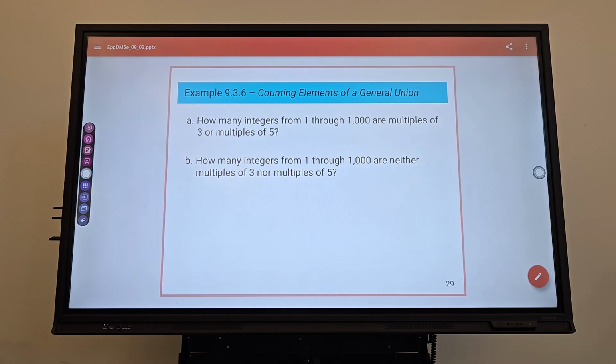So how many integers are there from 1 through 1,000 that are multiples of 3 or 5? How many integers from 1 through 1000 are neither multiples of 3 nor multiples of 5?